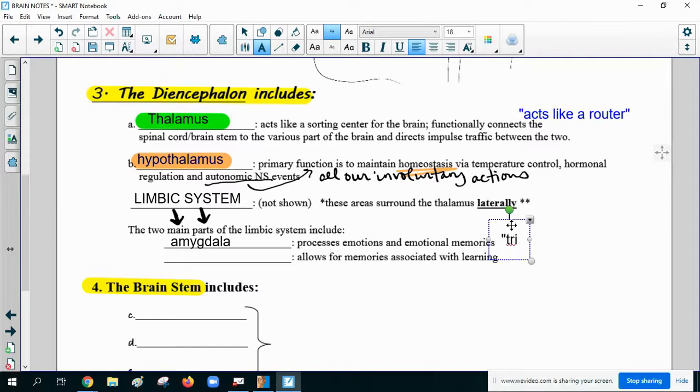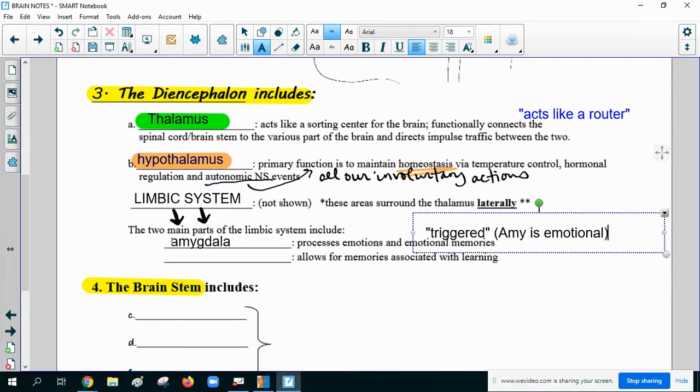So think triggered for the amygdala, and then also you can think of the expression Amy is emotional. Sorry if your name is Amy, I'm just using it as a memory device because we do have the name Amy right at the beginning of the word. So think Amy is emotional. The amygdala, which starts with the word Amy, is where our emotions are regulated and processed.